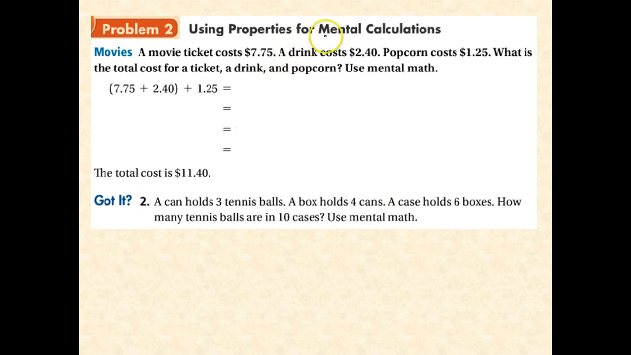Ooh, properties for mental calculations. A movie ticket costs $7.75. A drink costs $2.40. Popcorn costs $1.25.